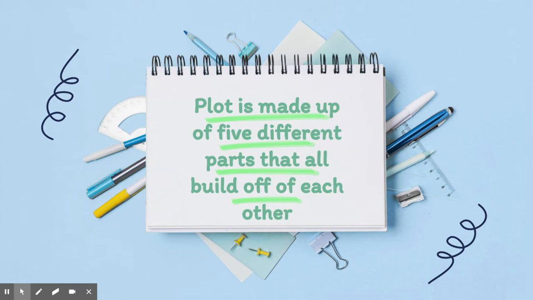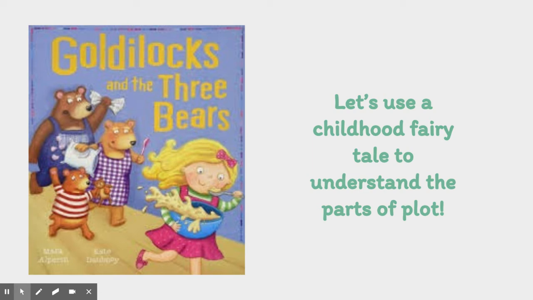So like I said, plot is made up of 5 different parts that all build off of each other. To better understand these parts, and I'll show you the chart that we will use to understand the parts, we're going to use a childhood fairy tale, Goldilocks and the Three Bears, to help understand the parts of a plot.